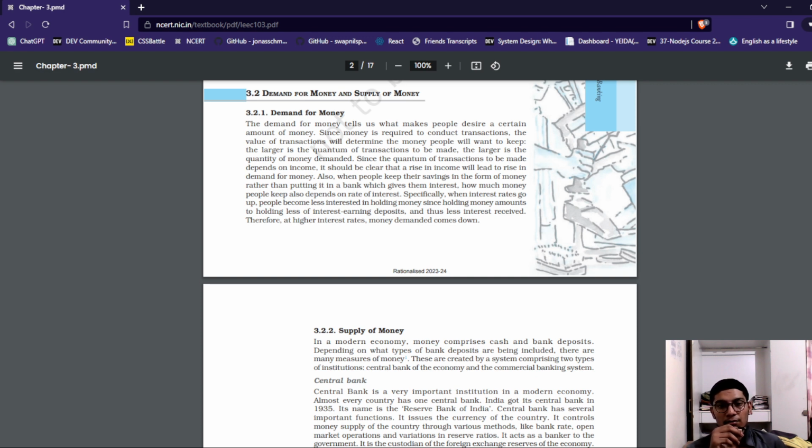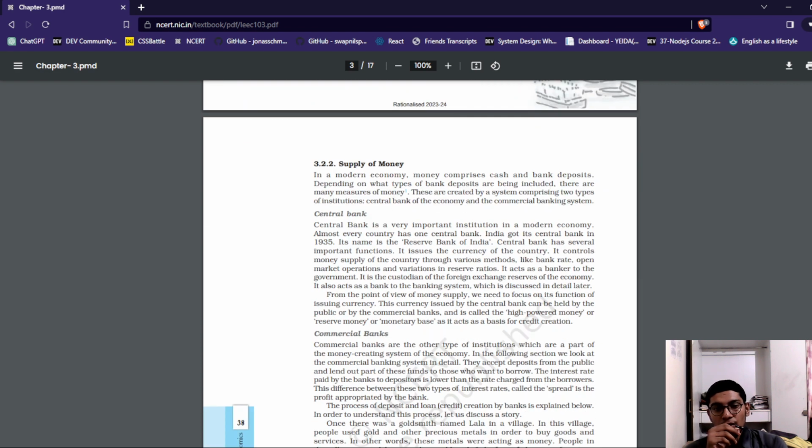Also, when people keep their savings in the form of money rather than putting it in something which gives them an interest, how much money people keep also depends upon the rate of interest. Especially when the interest rate goes up, people become less interested in holding money, since holding money amounts to holding less of interest earning deposits and thus less interest received. At a higher interest rate, people's demand for money comes down.